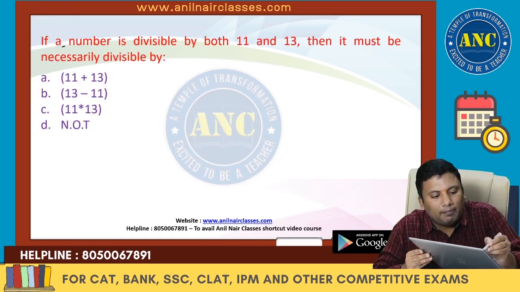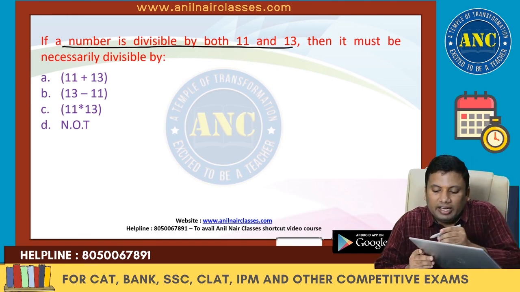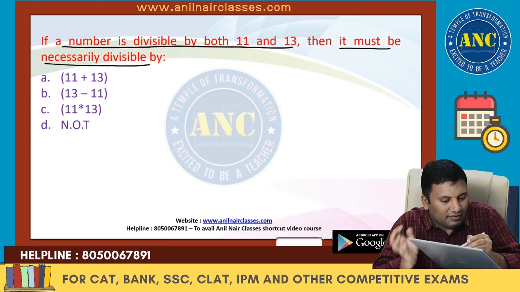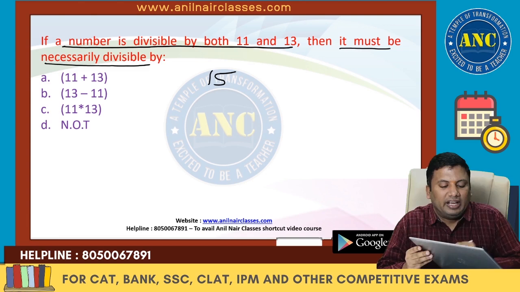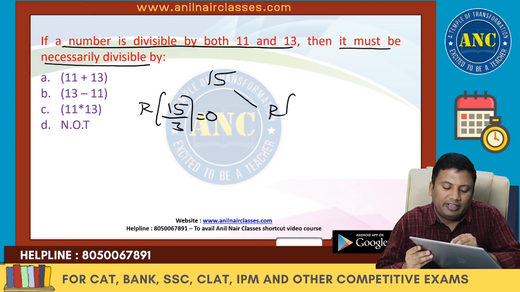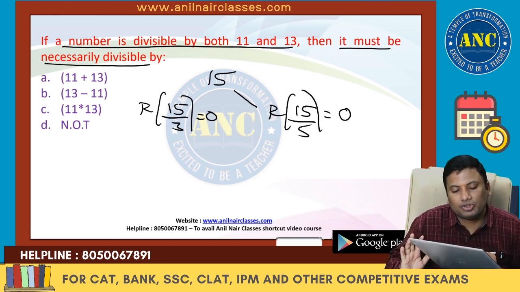There is a number which is divisible by both 11 and 13. Then it must necessarily be divisible by... Suppose there is a number, for example 15. 15 is divisible by 3. 3 5s are 15, remainder 0. 15 is divisible by 5. 5 3s are 15. 15 is divisible by both 3 and 5.